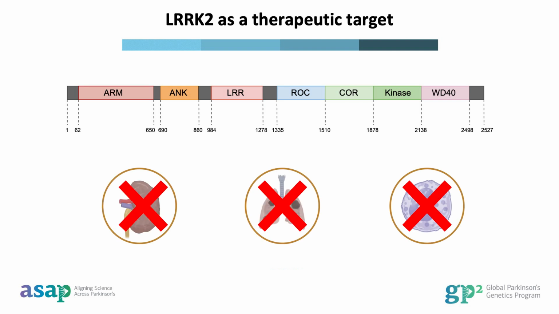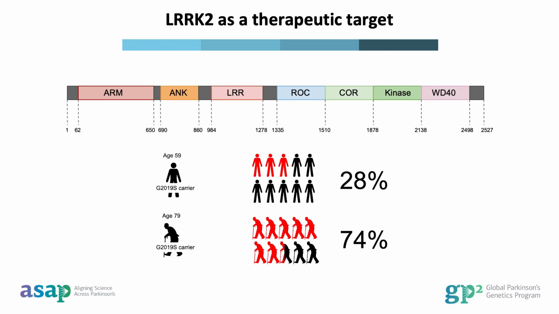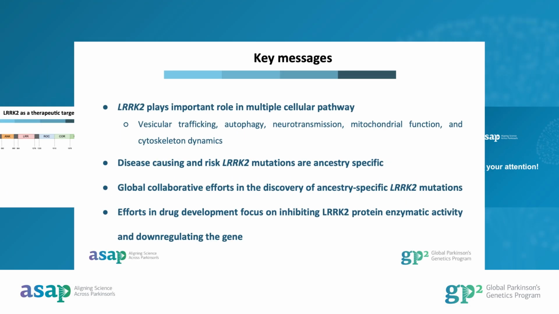First, since LRRK2 is expressed in multiple parts of the body, inhibiting its activity may lead to side effects. Secondly, the highly variable penetrance of the mutation makes any assumption about the rate of conversion to the clinical phase problematic. Now we have come to the end of this module.